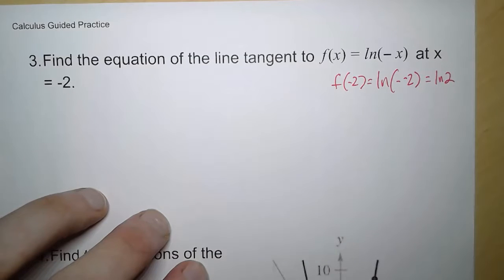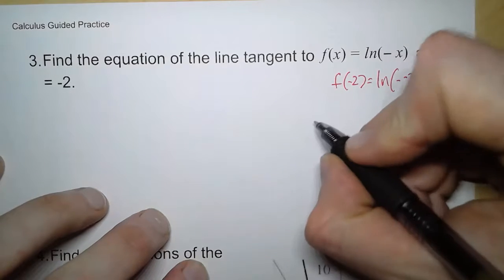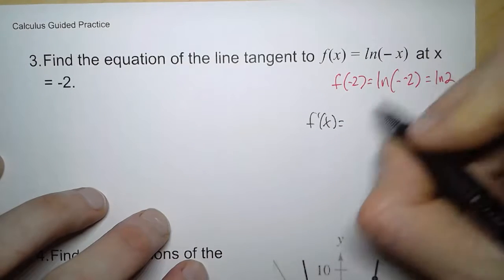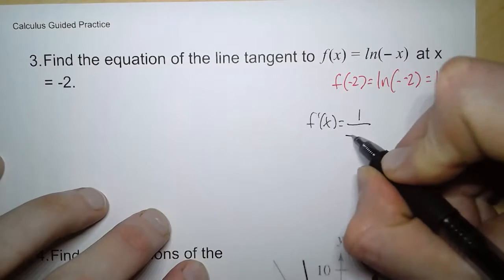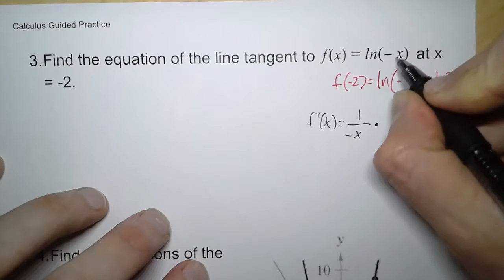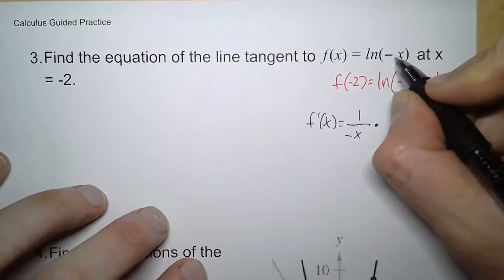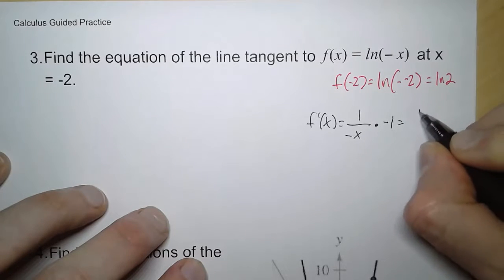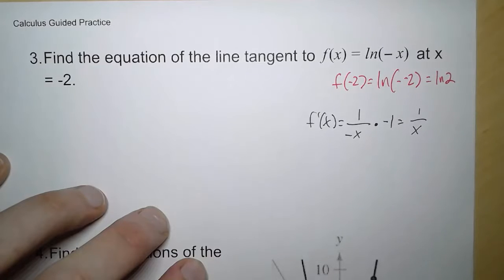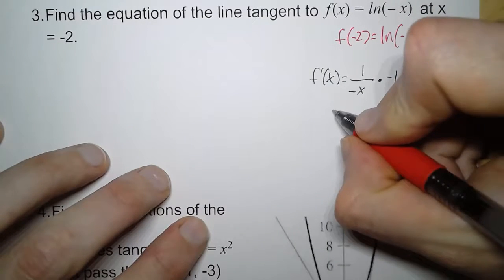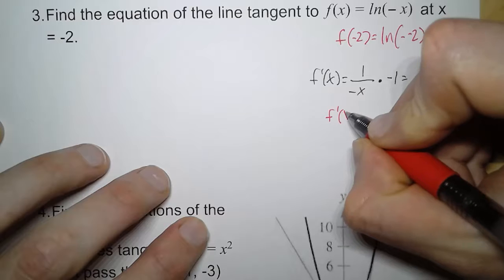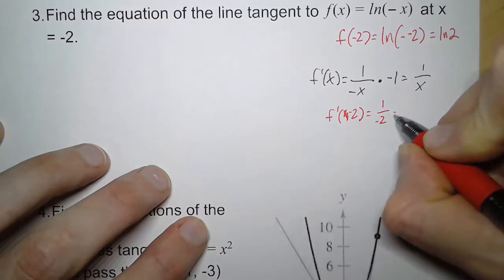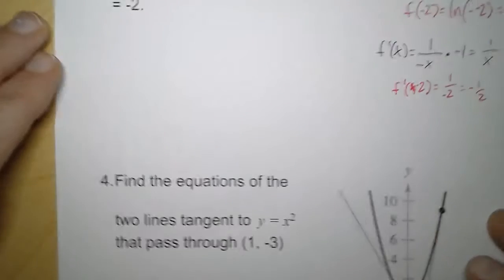So now we want to find the derivative. And here we have a little bit of chain rule. Not bad. So the outside function is ln. So we take the derivative of ln, which is 1 over. But then we also multiply by the derivative of the inside. And the derivative of negative x is negative 1. Now thankfully the negatives will cancel, so we have 1 over x. So we want to find the slope, f prime at negative 2. So we have 1 over negative 2, so that's just negative 1/2.